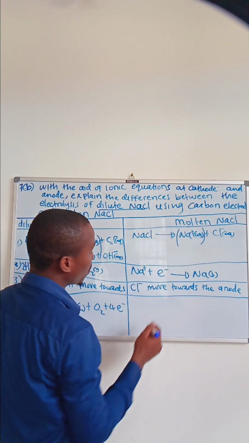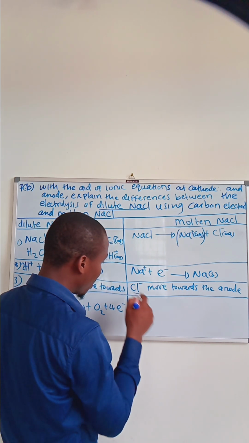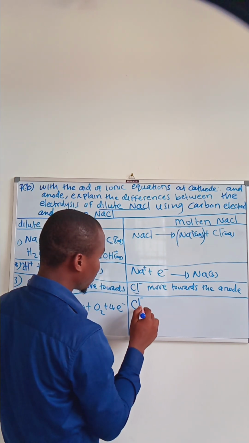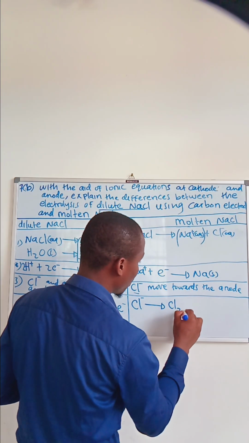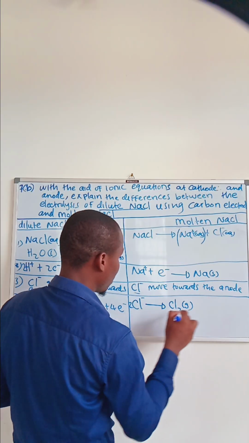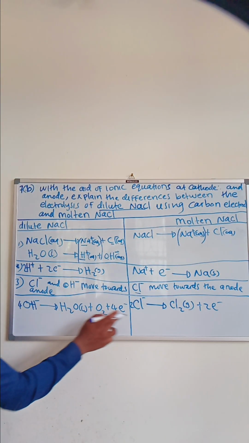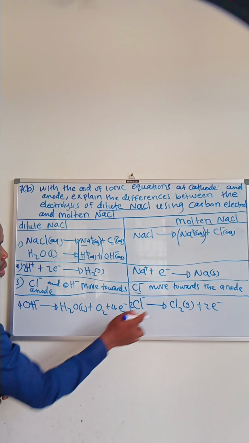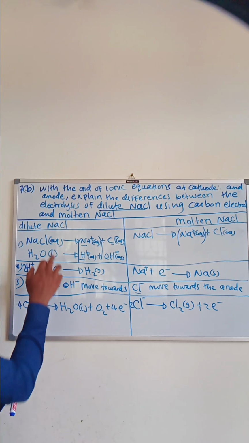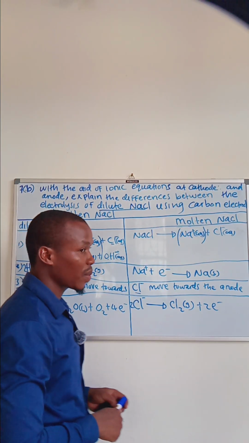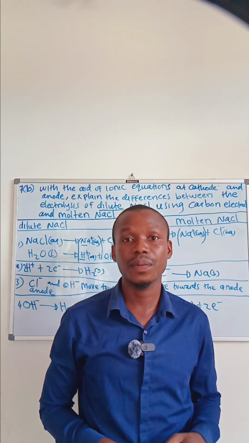For the molten sodium chloride, we have only chloride, so chloride ions will be discharged to produce chlorine gas. Chloride ions lose electrons to produce chlorine gas plus 2 electrons. So this is the difference in terms of discharging at the anode for molten sodium chloride and dilute sodium chloride. That is how you were supposed to solve that question. Thank you.